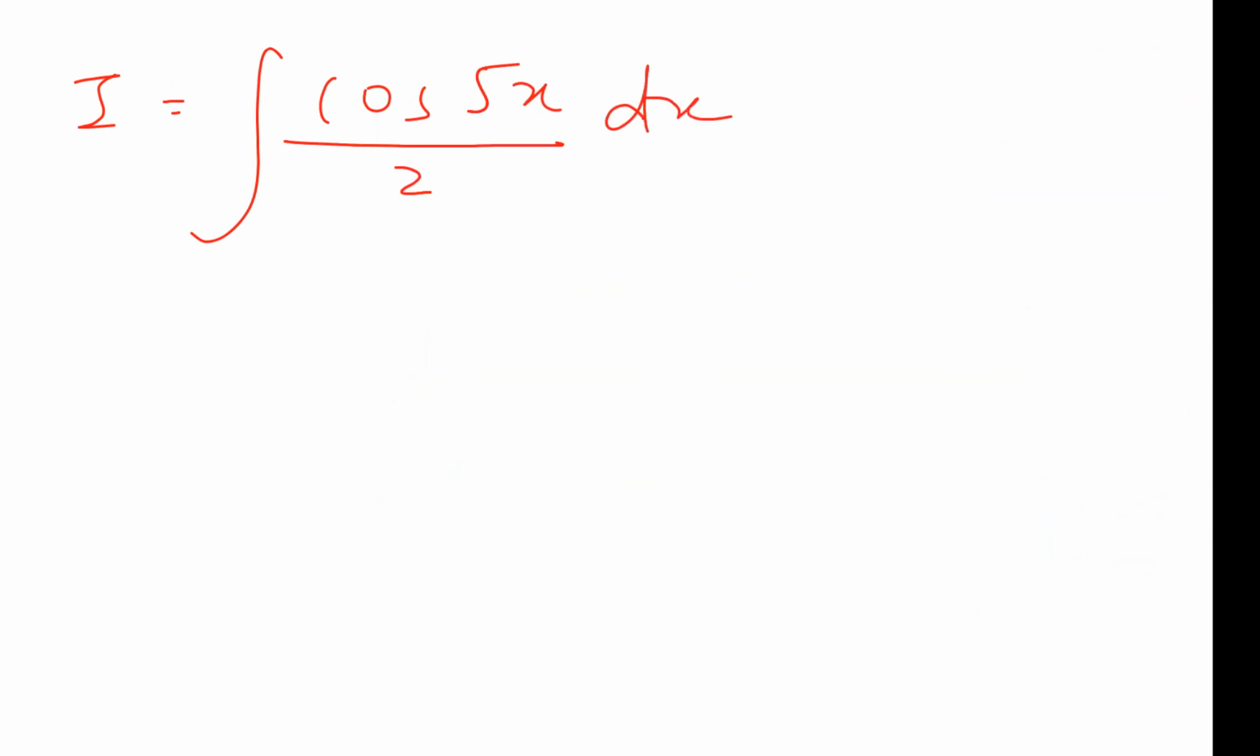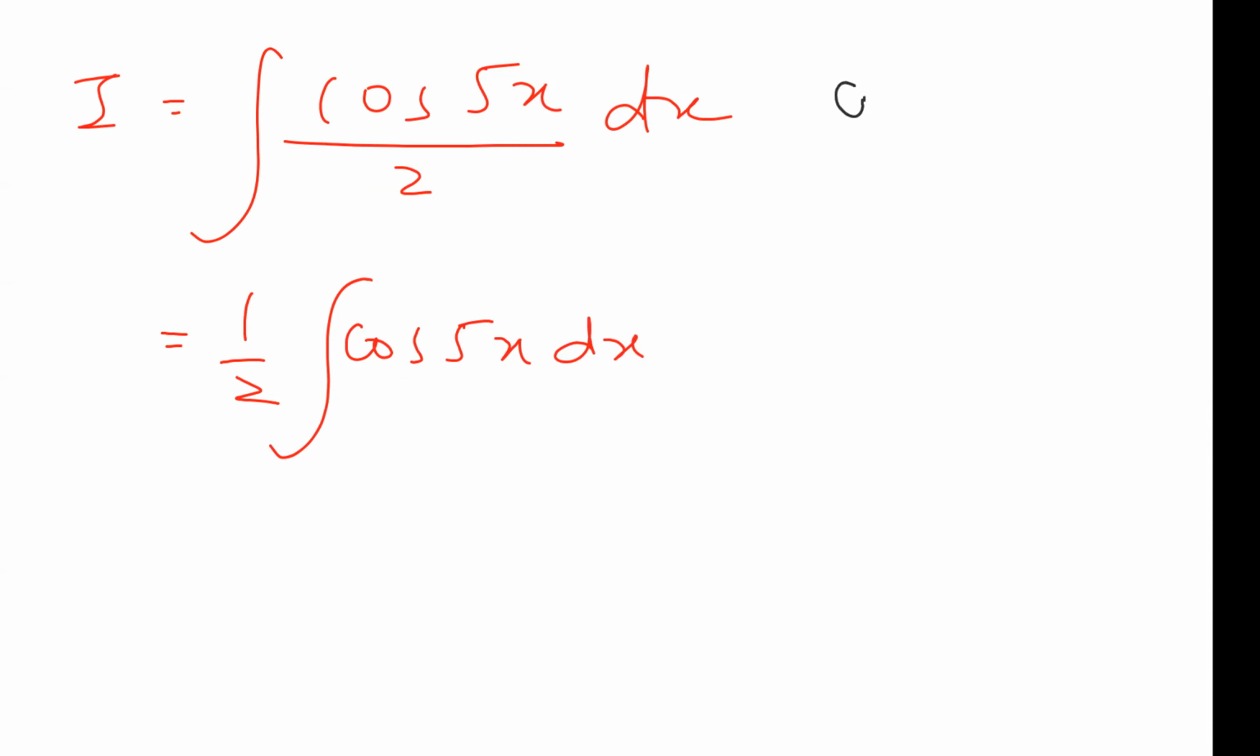Then let's take some other example. Integration of cos 5x upon 2 dx. So half being a constant will go outside, cos 5x dx. I'll compare this with which formula? I'll compare this with the cos x formula.